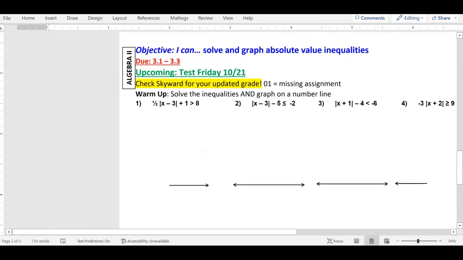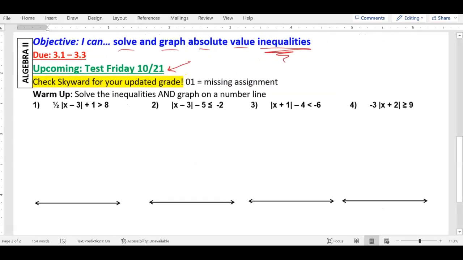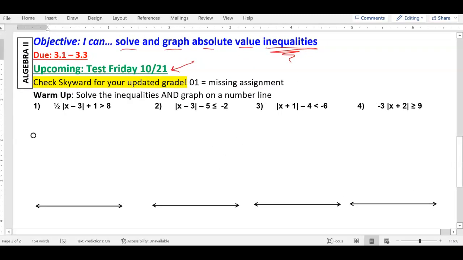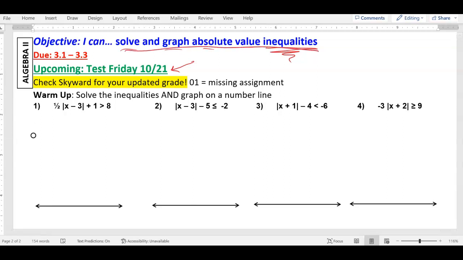Number 1, actually, I'll leave it zoomed out here so y'all can get that objective. So if you didn't get the objective, now's the time to get that objective. Solve and graph absolute value inequalities.